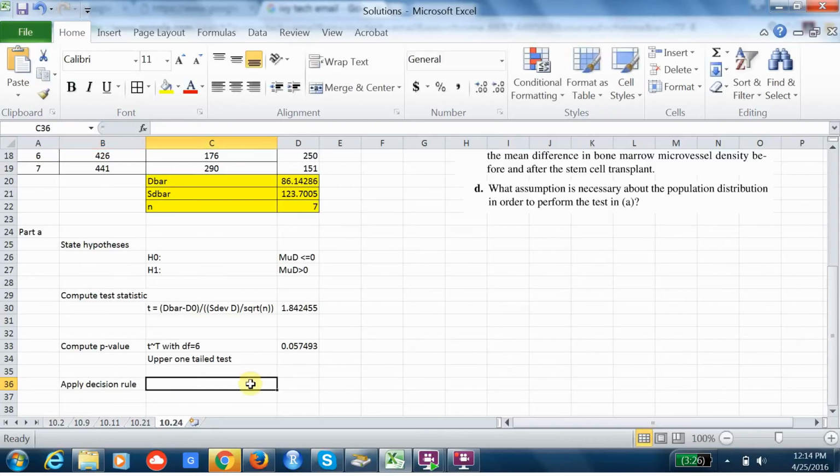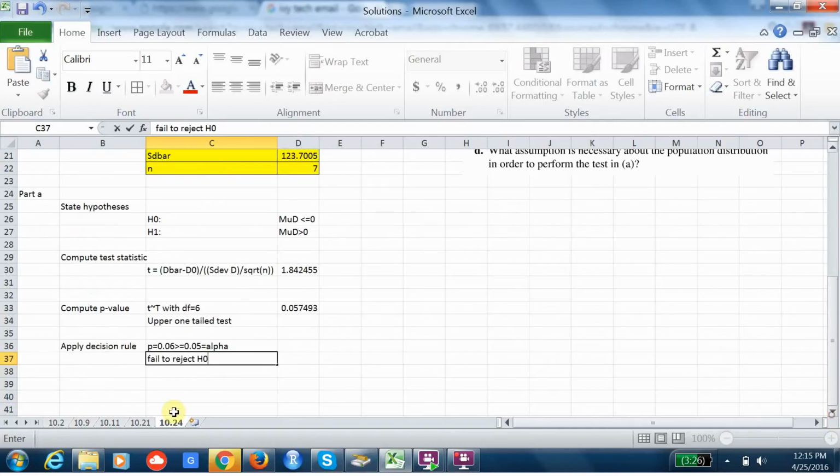And so our decision rule here, we know that p is equal to 0.06, I'm going to round this off, which is greater than or equal to 0.05, which is equal to alpha. So this means I will fail to reject the null hypothesis. And so last but not least, we have to state our conclusions.